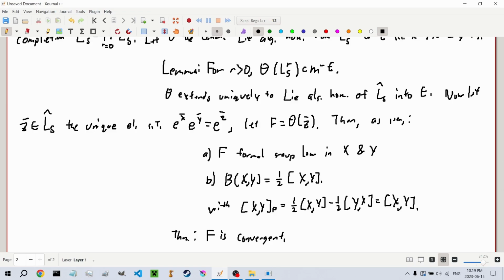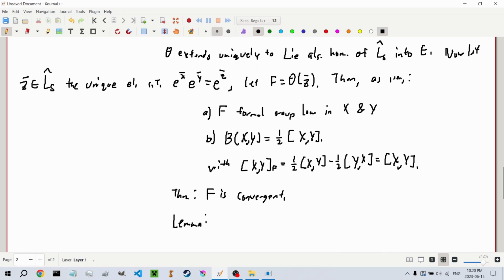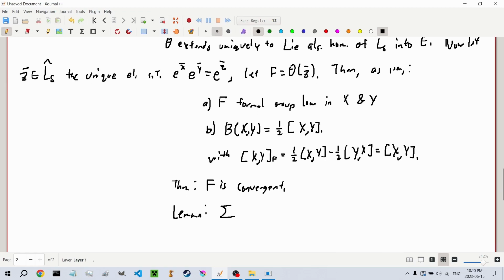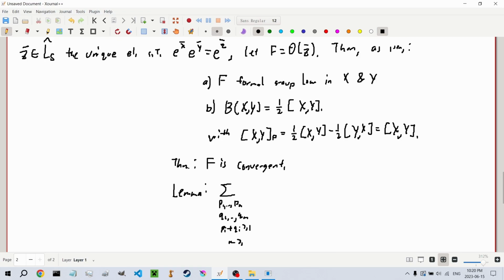And this will need lemmas. The sum over P1 through PM and across Q1 through QM, with each Pi plus its associated Qi being at least 1 and M being at least 1, of T, some variable, to the sum of the P's plus the sum of the Q's converges for small t.